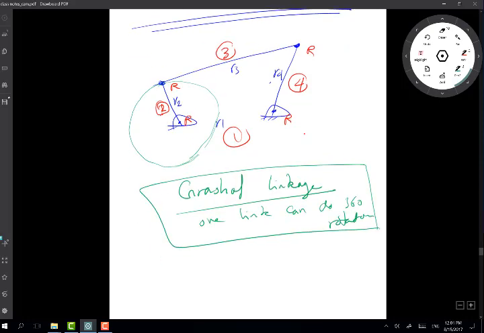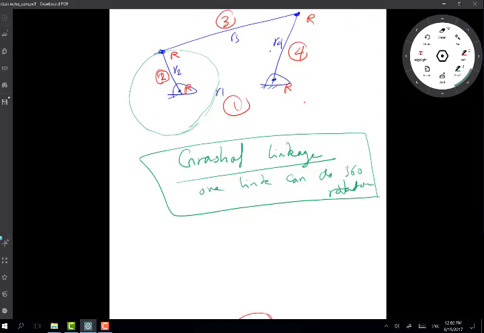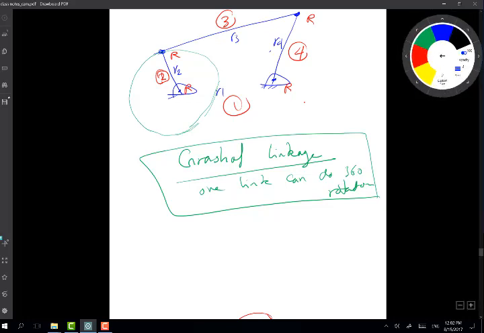So when you select or decide on the dimensions of R1 to R4, you are not sure that your linkage is going to be Grashof or not. So if you need 360 rotation, then you need to apply the Grashof rule, and you need to make sure that the links comply with the Grashof rule, or Grashof law. So Grashof law is like that.